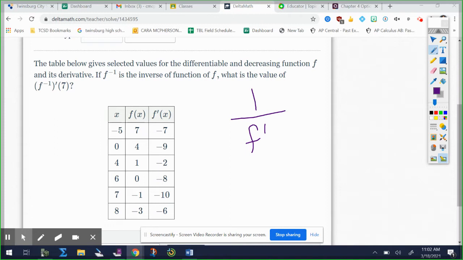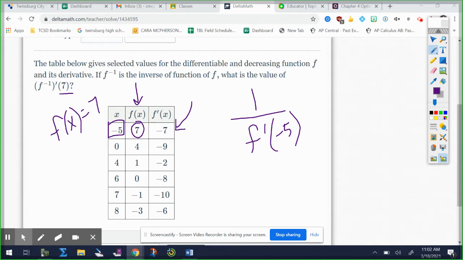Now here's the key. 7 is not the number we're going to put into the derivative. Instead, I want to see when does my function equal 7. So my function equals 7 right here. You're looking at that f column. So what that means is you're actually plugging in -5 as your x value. Now this is nice the way it's set up, because if I want to know f prime of -5, it's just going to be the very last column in this table. So you're going to end up with 1 over -7.